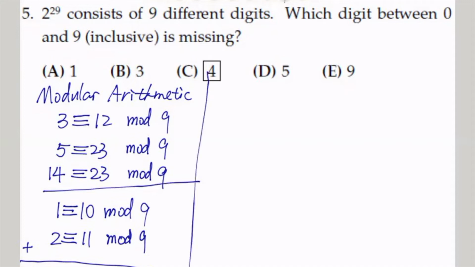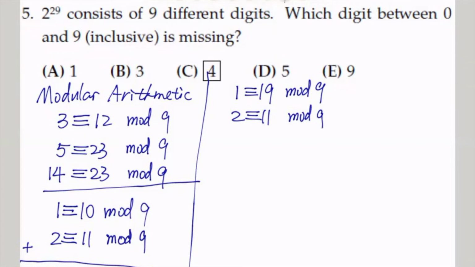And next, let's look at subtraction. 1 and 19 are congruent in mod 9. And 2 and 11 are congruent in mod 9. The subtraction rule tells us that if we subtract one from the other, we still have congruence.